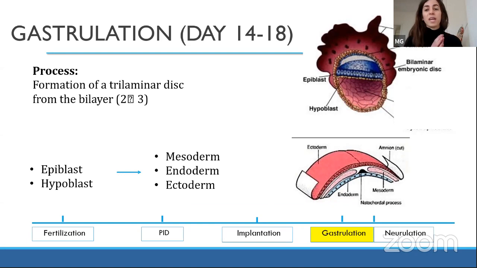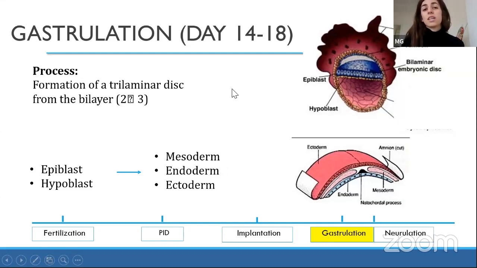So let's remember, we have our bilaminar disc made of epiblast and hypoblast, right? And this bilaminar disc is going to form into a trilaminar disc made of mesoderm, endoderm, and ectoderm. So this is called gastrulation, right? Okay, so this is a complicated word we need to learn, gastrulation, and mesoderm, endoderm, and ectoderm.